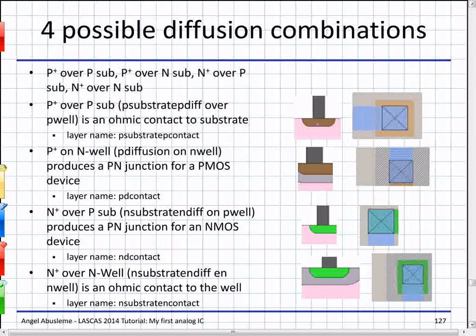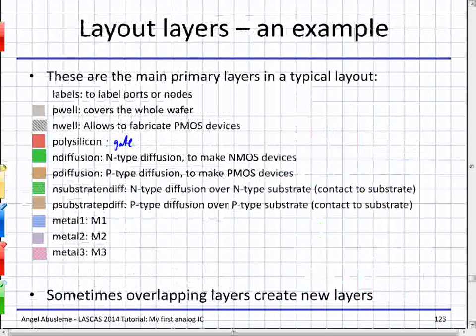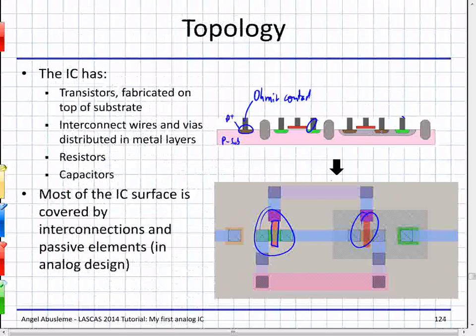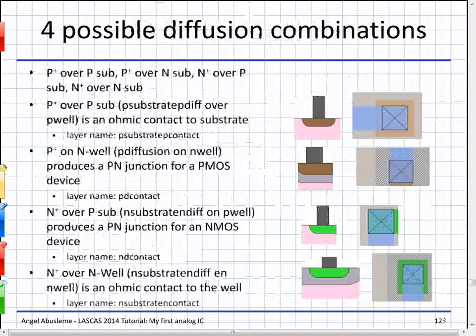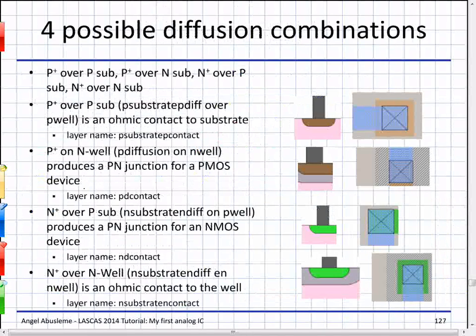This is the chip substrate for the whole chip. P plus on N well. This is something we have seen, P plus over N well. Remember, this is N well, and this is P plus. So this is part of a PMOS transistor. We go here. P plus on N well is a PMOS device. It's part of a PMOS device.